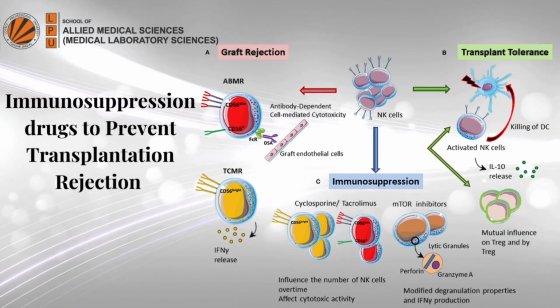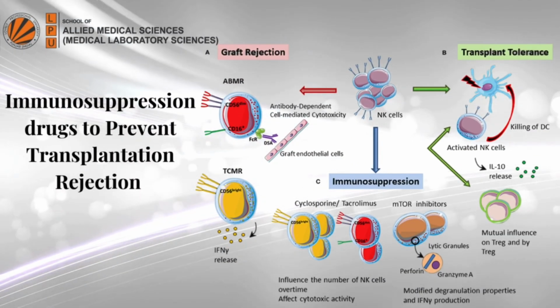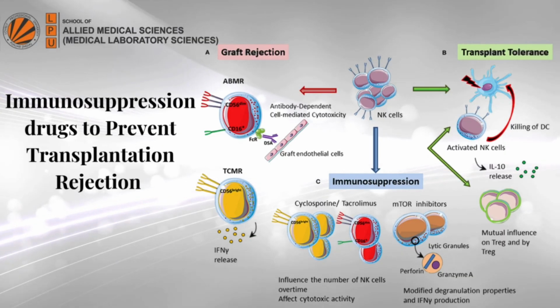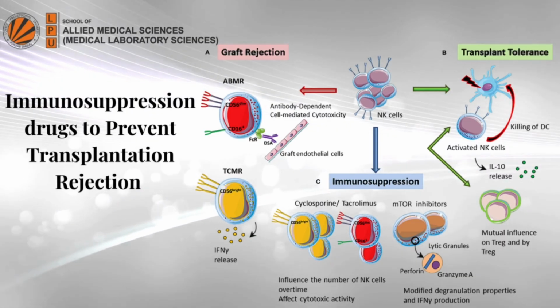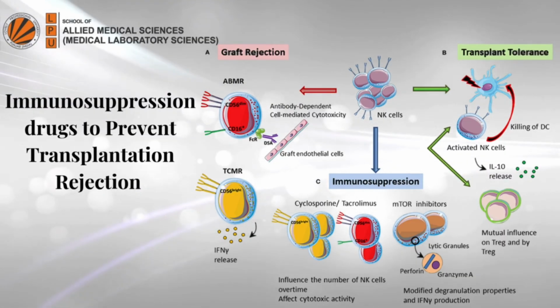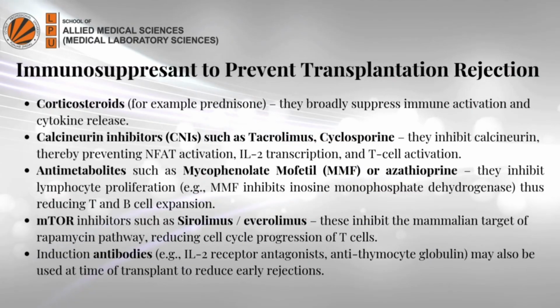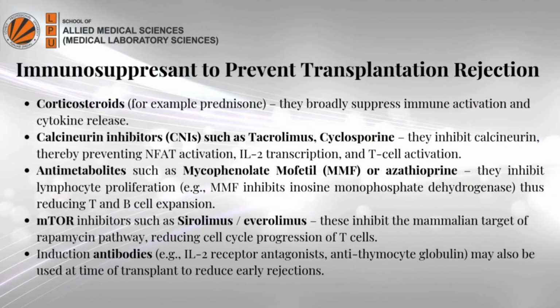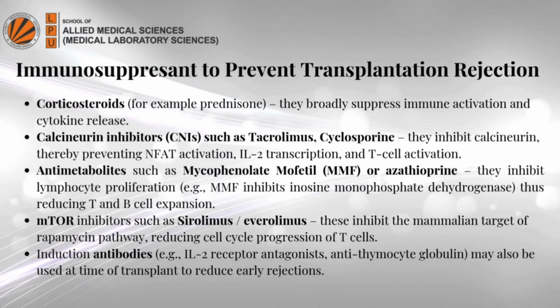Immunosuppressive drugs to prevent liver transplant rejection. Now we move to how we prevent this. Immunosuppressive drugs are used in transplantation to prevent the recipient's immune system from mounting a rejection response. Some of the commonly used immunosuppressive agents in liver transplant include corticosteroids, for example prednisone. They broadly suppress immune activation and cytokine release.